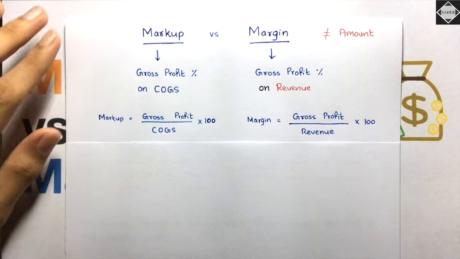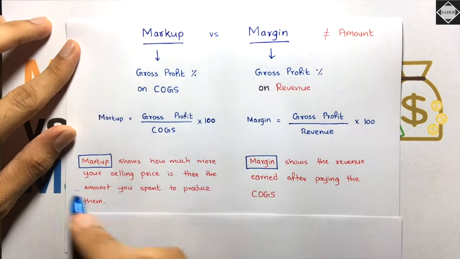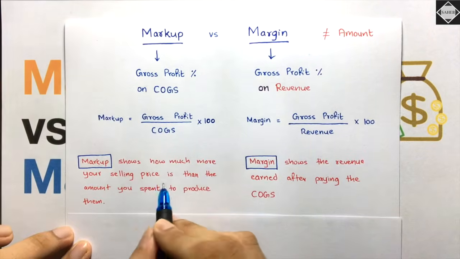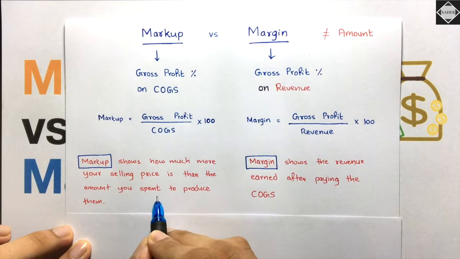Okay, so now let's just see the meaning over here. See, markup shows how much more your selling price is than the amount you spend to produce them.